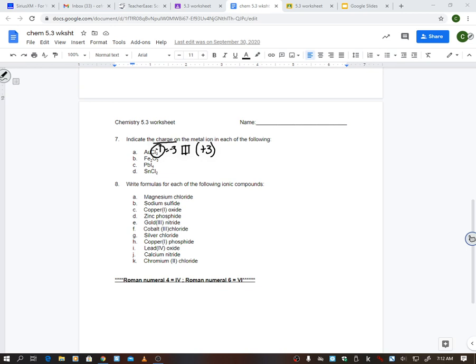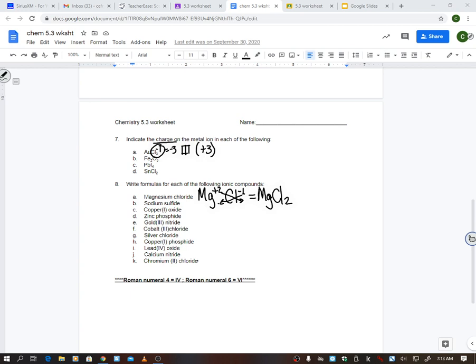All right, and then number 8, you're writing the formulas. So magnesium is a +2, chlorine's a -1. We need these to equal 0. You can just crisscross these, just the numbers, so it would be MgCl2. Every time you do that, it's going to work out to where this is 0 every time.